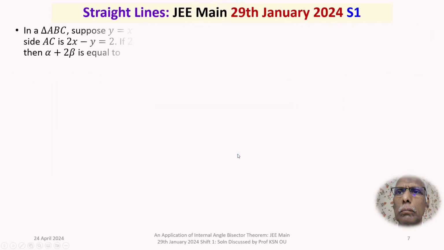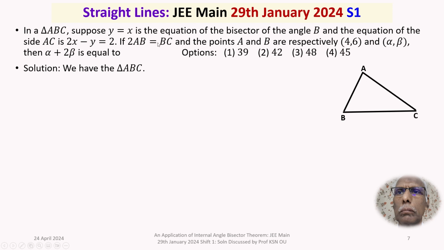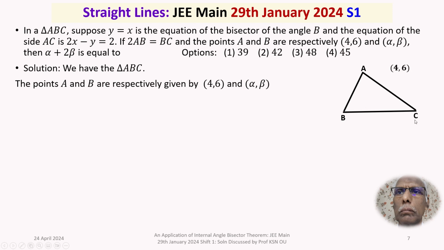That's our question. Let's now discuss the solution of the problem in detail. We have the triangle ABC. Let's look at the diagram. The points A and B are respectively given as (4, 6) and (alpha, beta). Agreed.